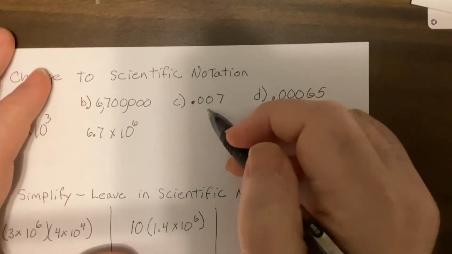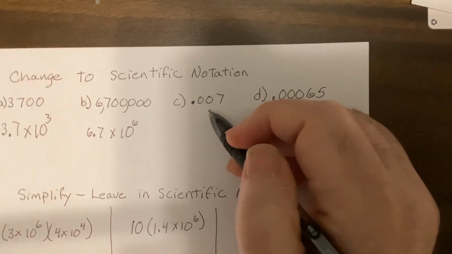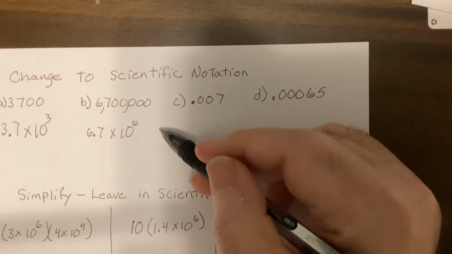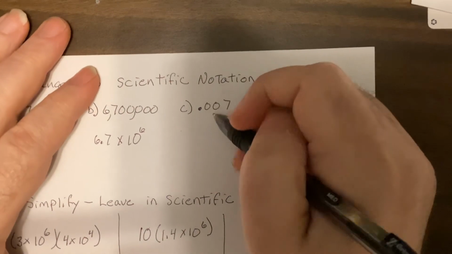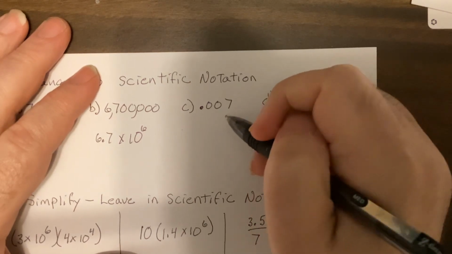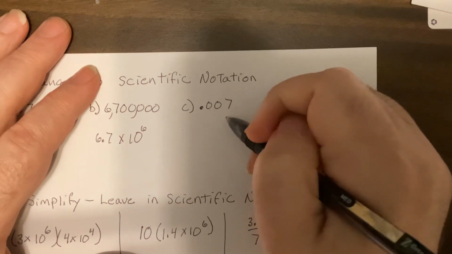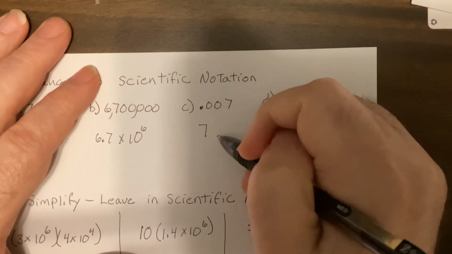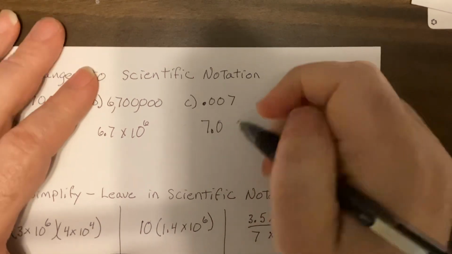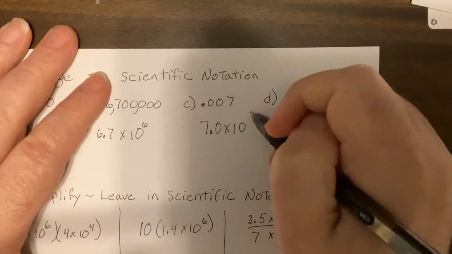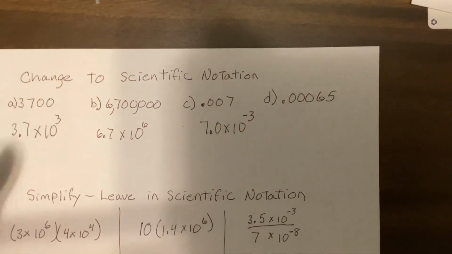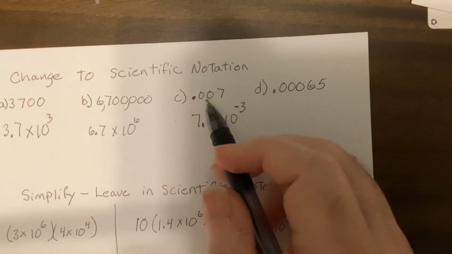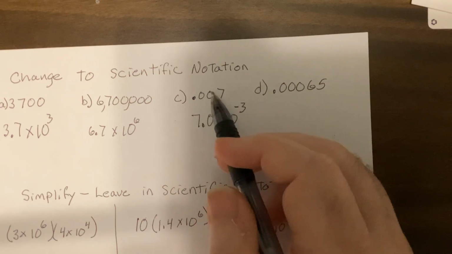Now, if my number starts off smaller than 1, that's when your power is going to be negative on your answer. So, again, I move the decimal till I have a number between 1 and 10. Here we go. 1, 2, 3. If you want to write it 7.0, that's fine too. Times 10. Now, I moved it 3 times, but it got bigger, so this has to be negative or smaller, so that the original number is 0.007, a number smaller than 1.